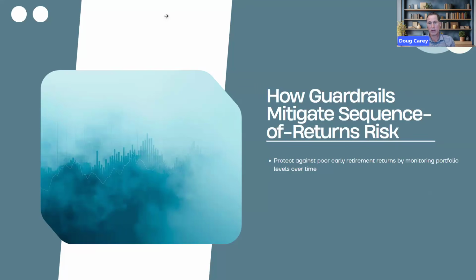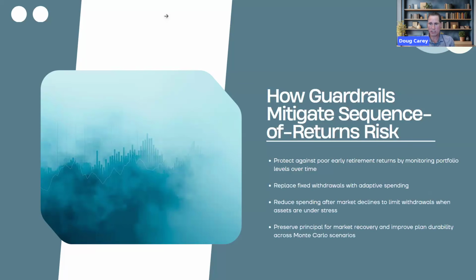So as I mentioned, guardrails can protect against early poor retirement returns because your portfolio is in a sense being monitored. You can replace a standard fixed withdrawal idea with adaptive spending based on what your portfolio is doing. So you can reduce your spending after the market declines. That limits withdrawals when your investment assets are under stress. It also allows you to preserve principal for the inevitable market recovery, and then you get that compounding of your principal later on. So it makes your plan more durable across the Monte Carlo scenarios.